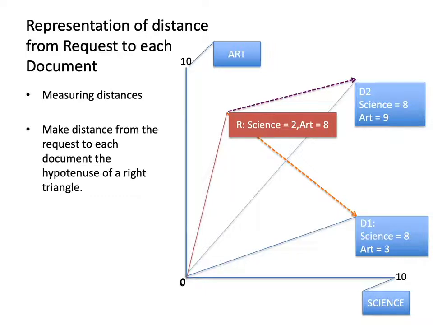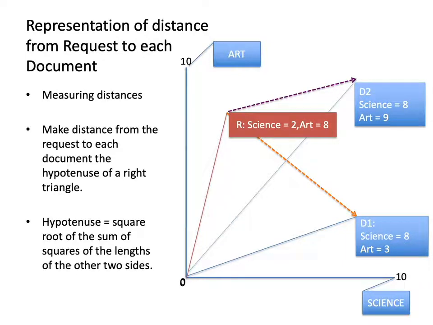So we're going to say the hypotenuse is the square root of the sum of the squares of the lengths of the other 2 sides. Sounds good, a good line if you're at a party. So let's step through that and just see how it works. We're going to get rid of some of the labels here, just make it a little clearer.